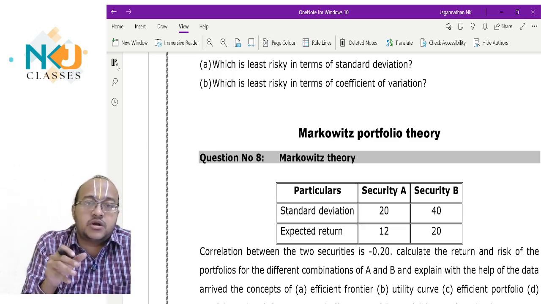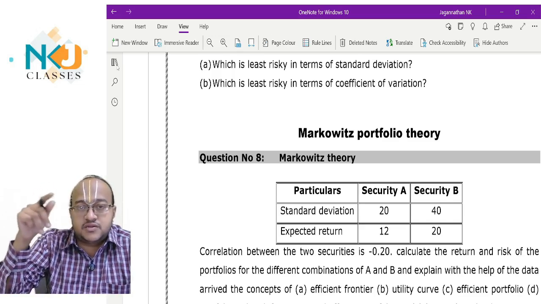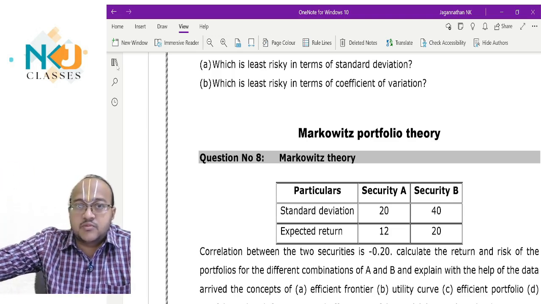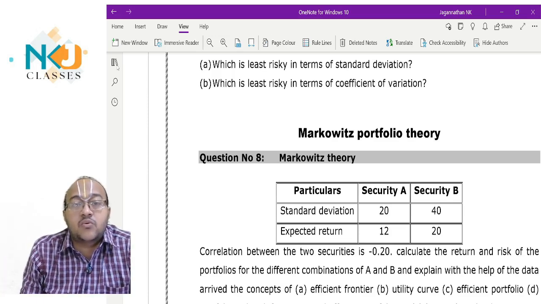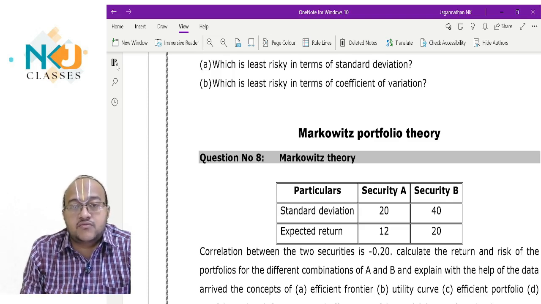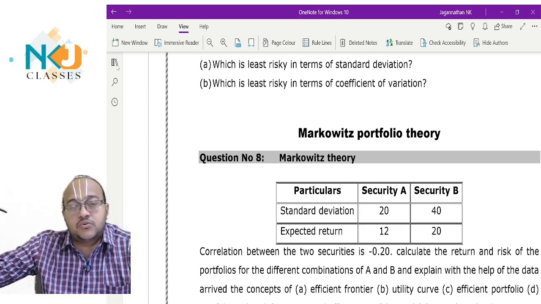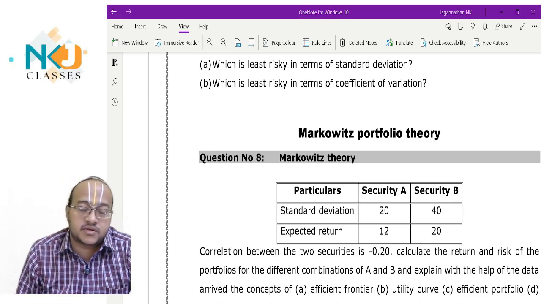When probability is not given, how to find covariance? It is nothing but the summation of x minus x bar into y minus y bar, divided by n. This is how you find covariance between these two securities, correct? When probability is given, what do you take? Summation of p into x minus x bar into y minus y bar. This is how you find covariance between these two securities, correct?